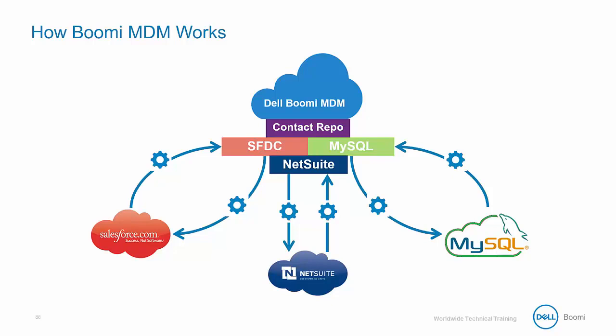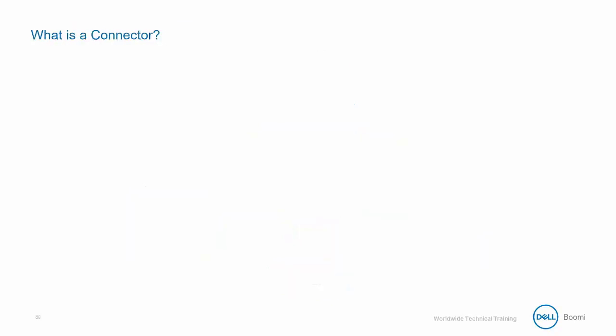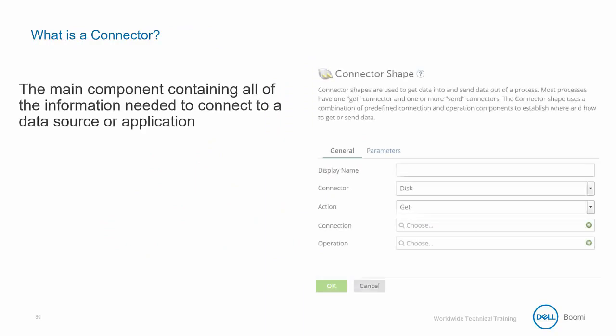We are nearly ready to begin building these processes in AtomSphere, but before we do, let's take a moment to review some of the things you learned in Boomi Essentials that will help you in this course. Let's start with the connector shape. This should be a review, but a connector is the main component containing all of the information needed to connect to a data source or application.